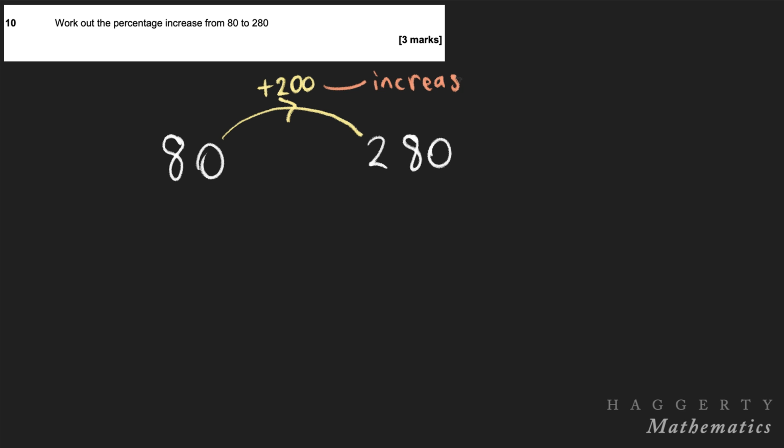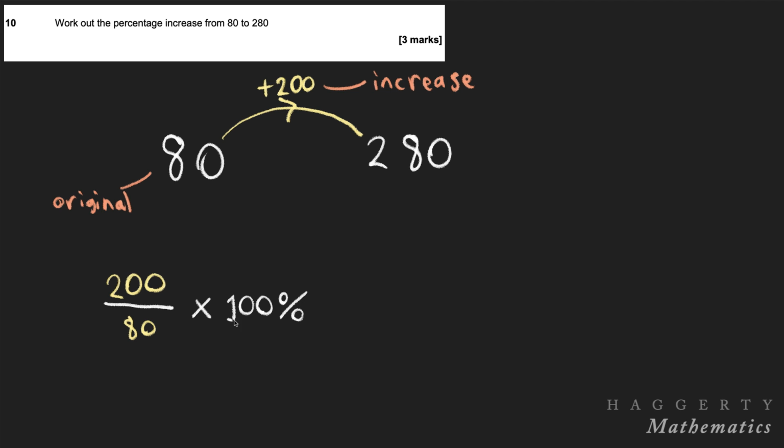And the percentage increase is just the increase itself as a percentage of the original. So here's the original, the 80. And you want to get the 200, that's the increase, as a percentage of the original, which is the 80. So what do you want to do? You want to take that 200 and divide it by the original, which is the 80. And then to convert that to a percentage, you can times it by 100%.